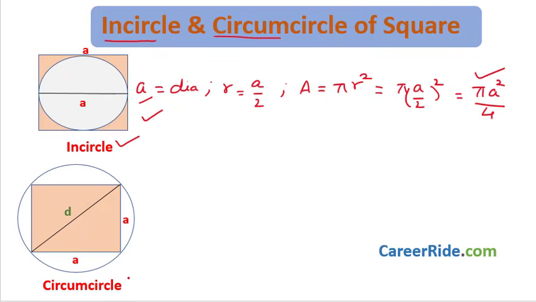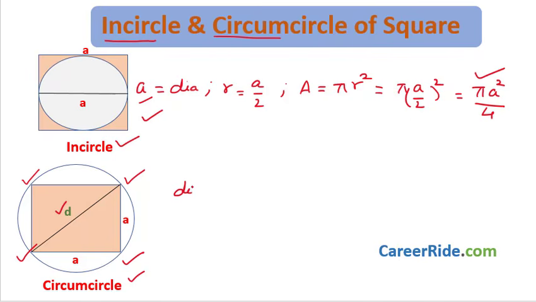Now let's come to circumcircle. In the case of a circumcircle, what you have to know is that when you draw a square and you draw a circle outside it in such a way that it touches all the vertices, you see all the vertices, 1, 2, 3, 4, all the vertices of the square are being touched by this circle. So this is a circumcircle. Now how do you find the diameter of this circumcircle? The diagonal that we have drawn here already becomes the diameter of the circumcircle.